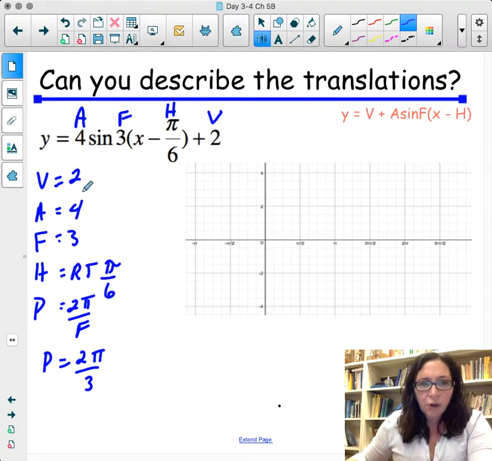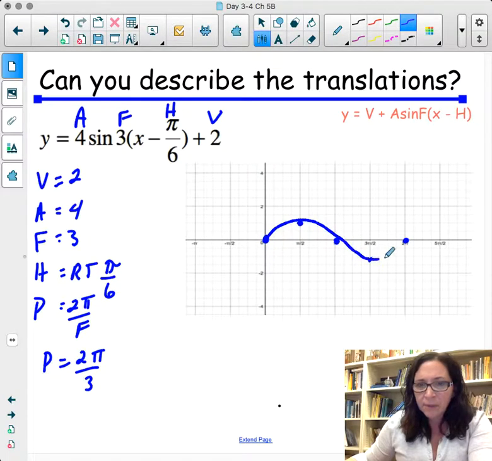So we're going to start with our parent graph, which is just the sine wave. So we're going to start at 0 and sine ends at 0. Halfway through, we go through 0 at pi. Halfway through that, we have a high point, at pi over 2, 1, and then halfway through that, we have a low point. So my sine wave does this right here.